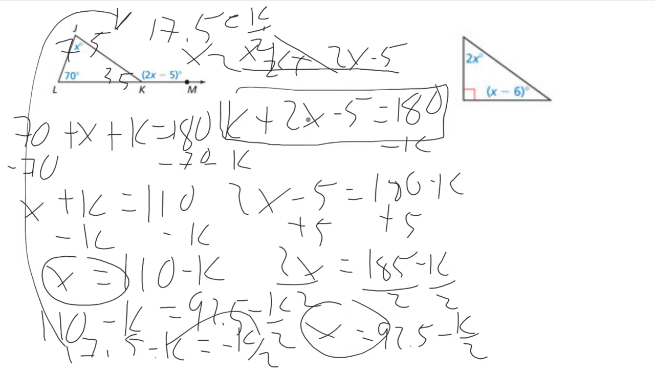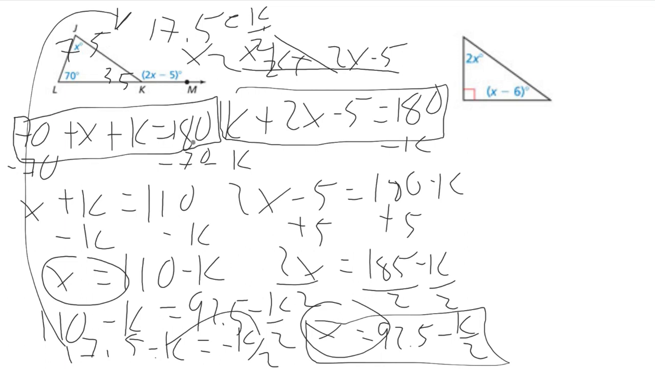So to review my work, I said that this was equal to 180 when added together. I solved for x, that's how I got down here. Then I said the triangle was also equal to 180. Solved for x, substituted x into the other equation, and then solved for K.